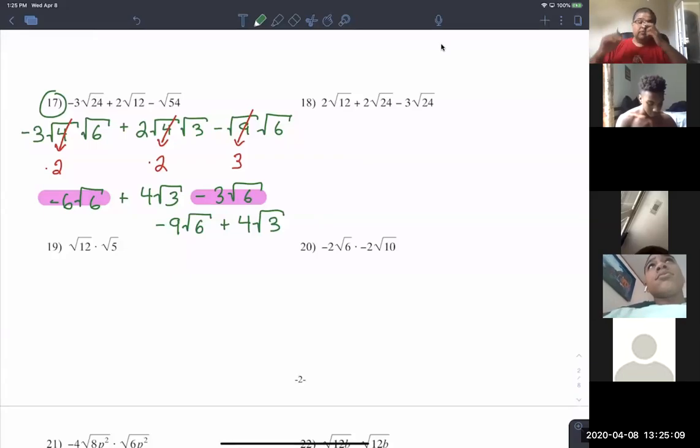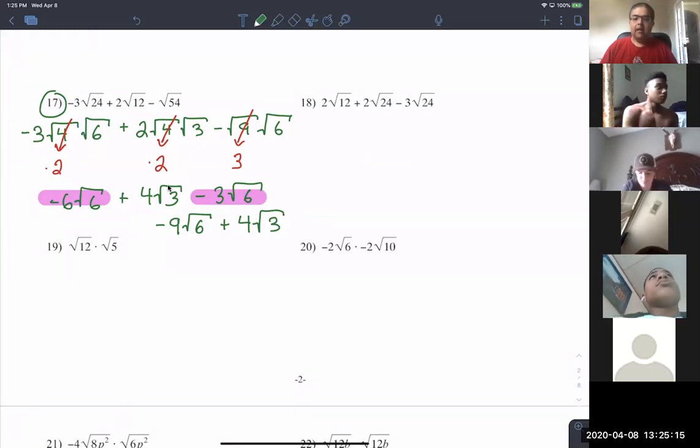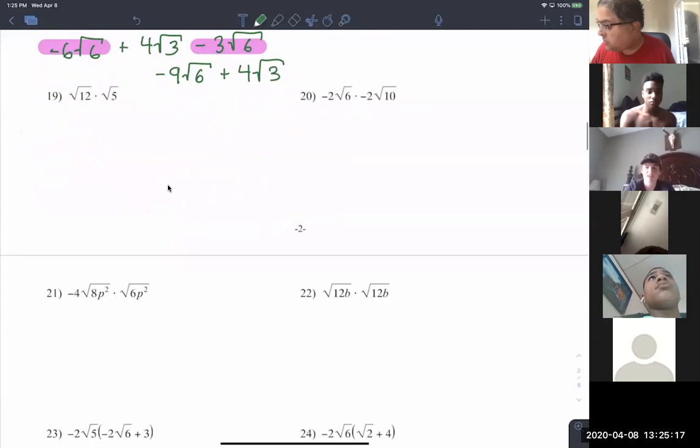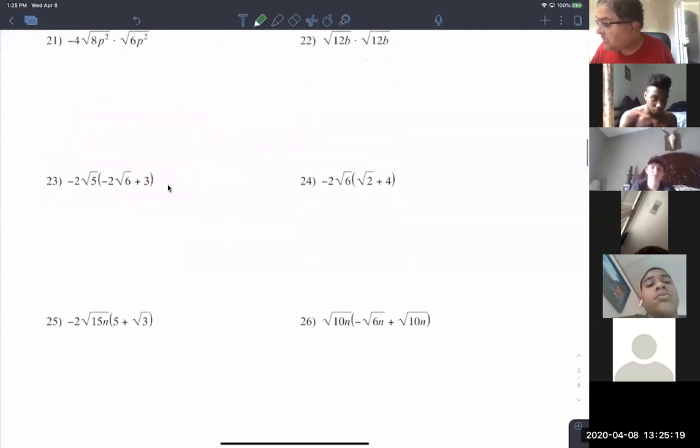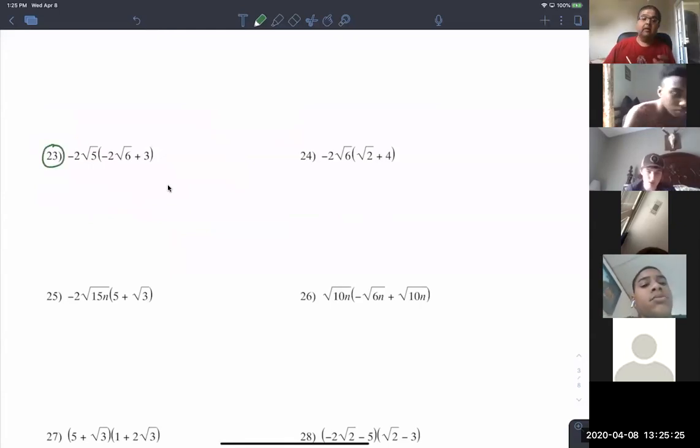Right. Any questions with simplifying or adding or subtracting radicals? Now, let's do another one. Let's do distribution with radicals. Let's have you guys do number 23. Do number 23, please.